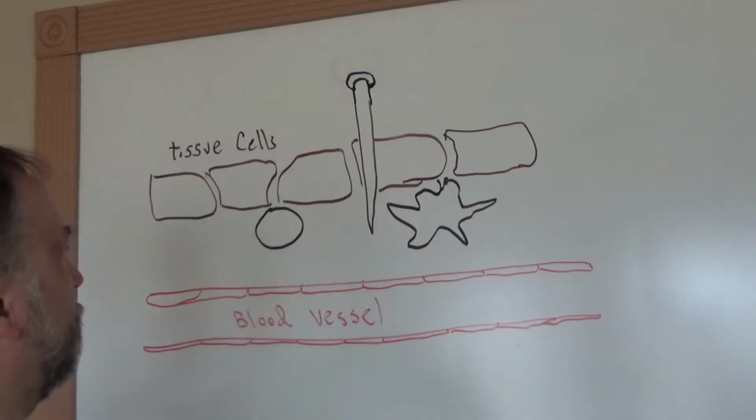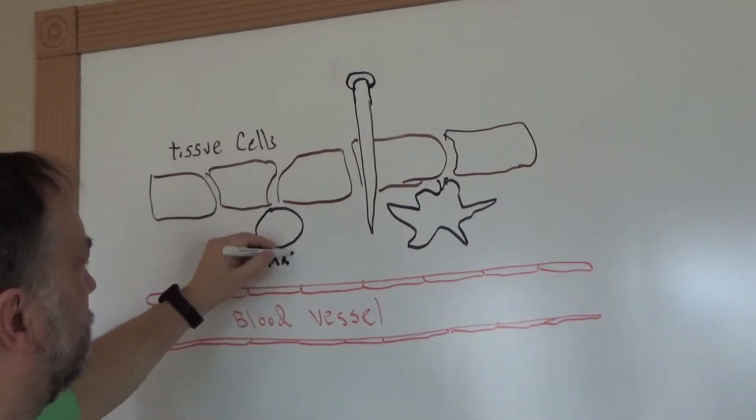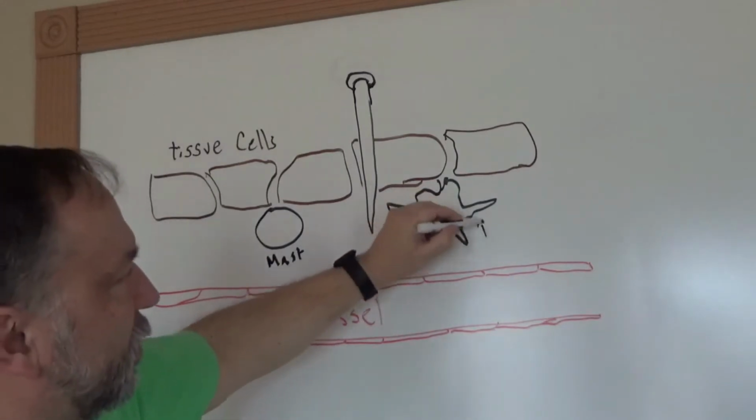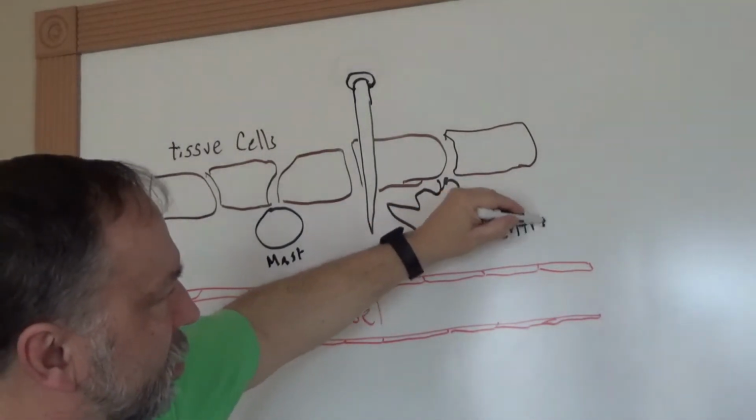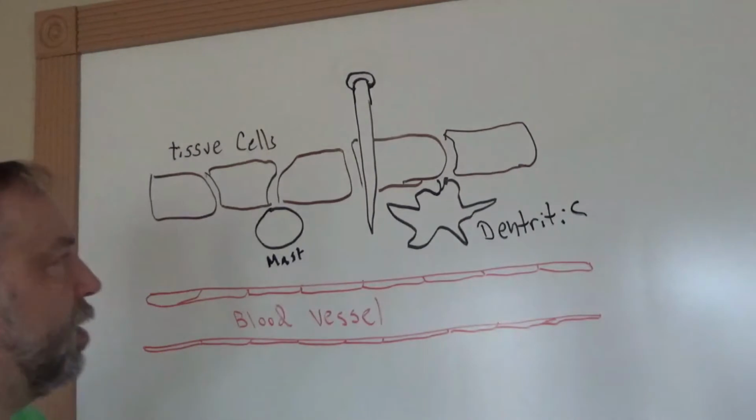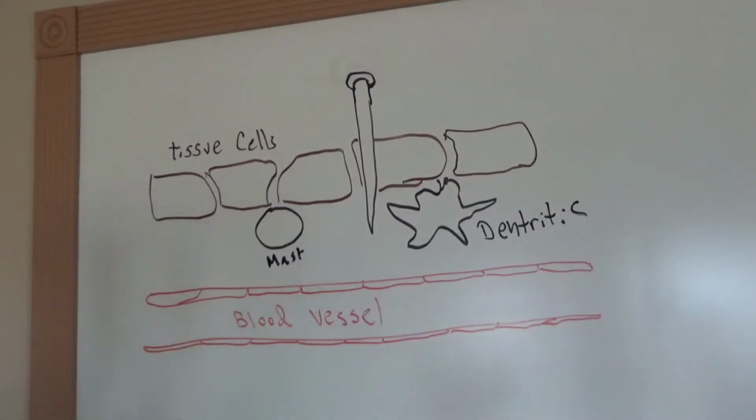Mast cells and dendritic cells. They lie right under the skin and wait for pathogens to come in so that they can start the immune response.